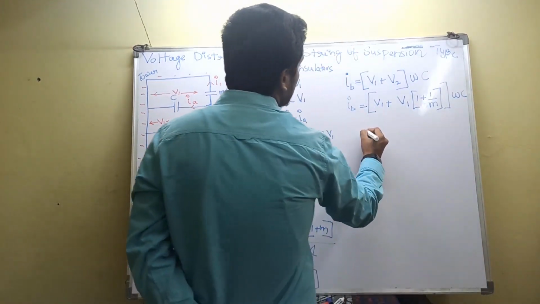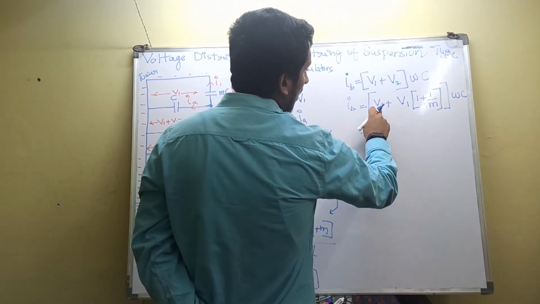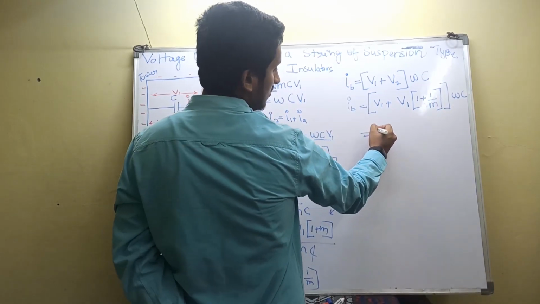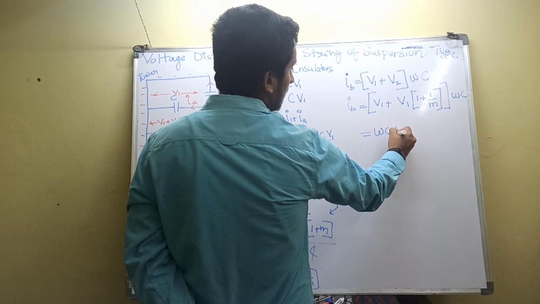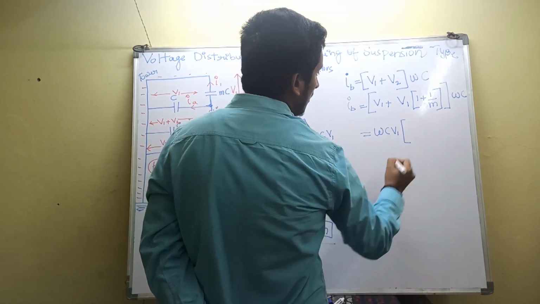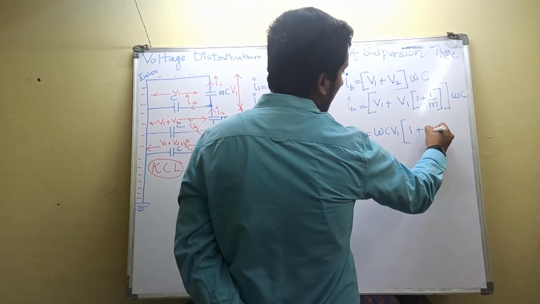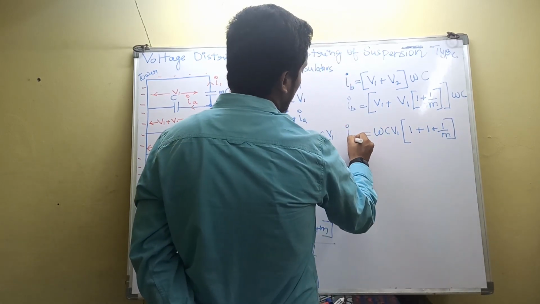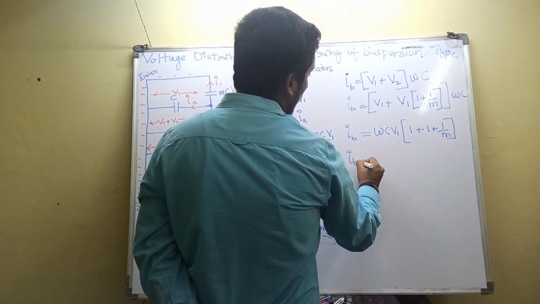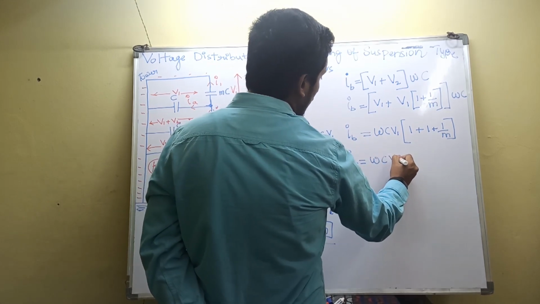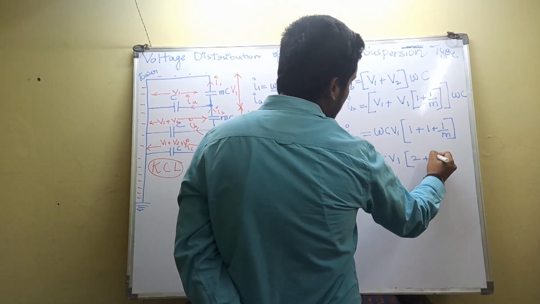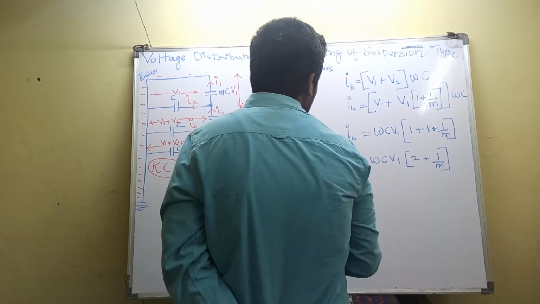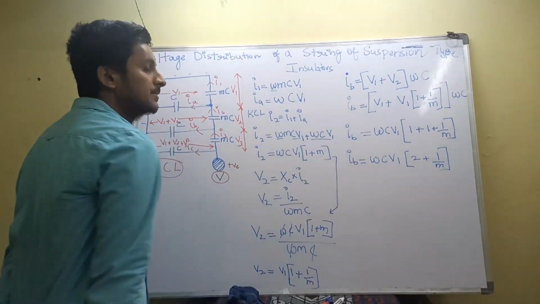Now you have omega C and V1 common. You can take that common. So we can write omega C V1 into 1 plus 1 plus 1 by m. This is IB. So IB will finally be equal to omega C into V1 into 2 plus 1 by m. This is the IB equation in terms of V1.